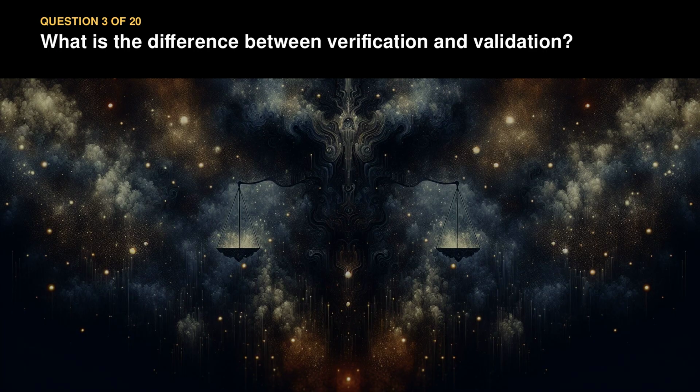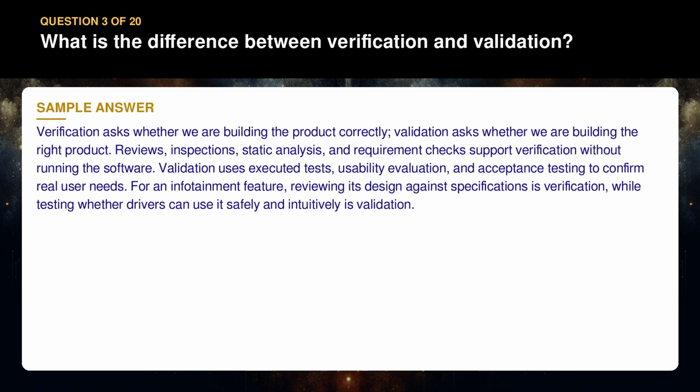Question 3. What is the difference between verification and validation? Verification asks whether we are building the product correctly. Validation asks whether we are building the right product. Reviews, inspections, static analysis, and requirement checks support verification without running the software. Validation uses executed tests, usability evaluation, and acceptance testing to confirm real user needs.